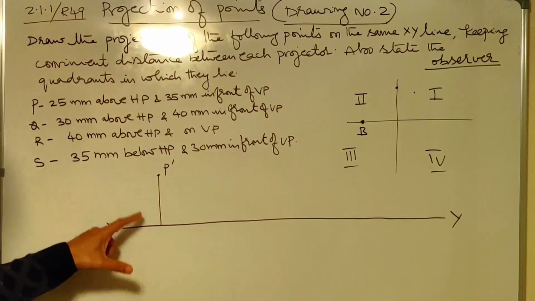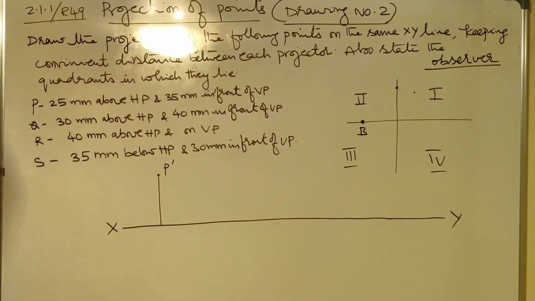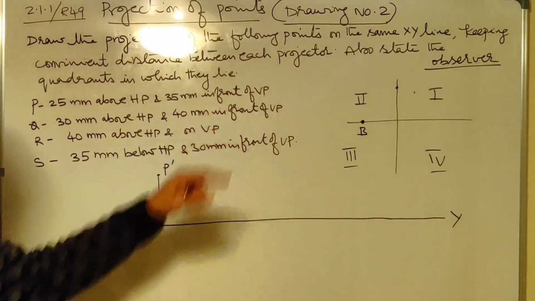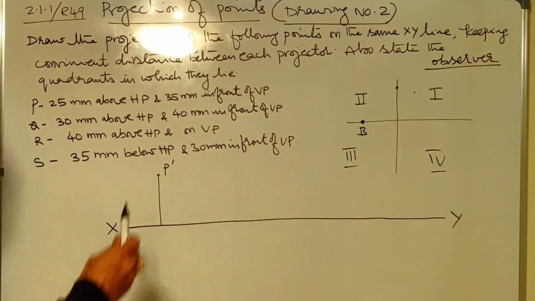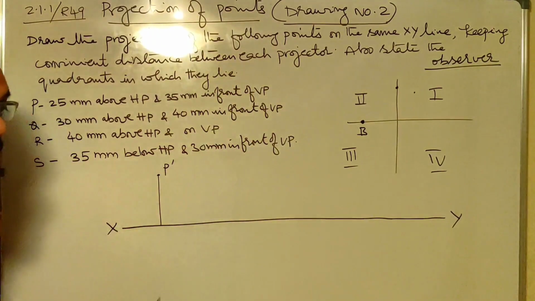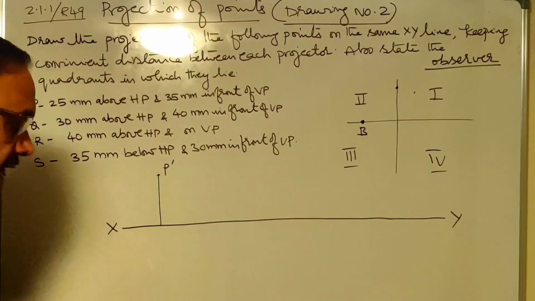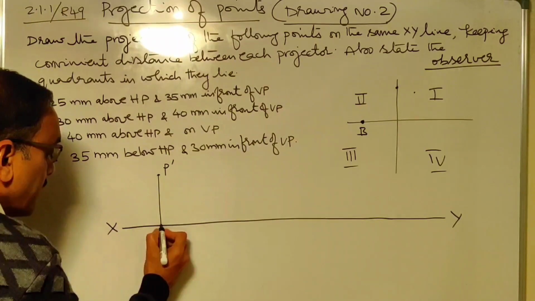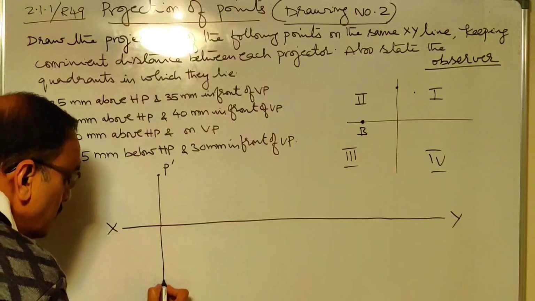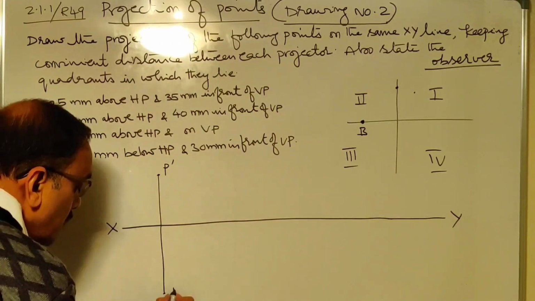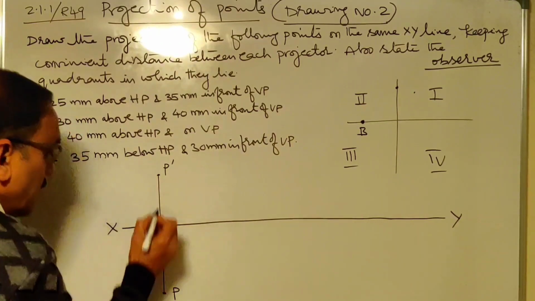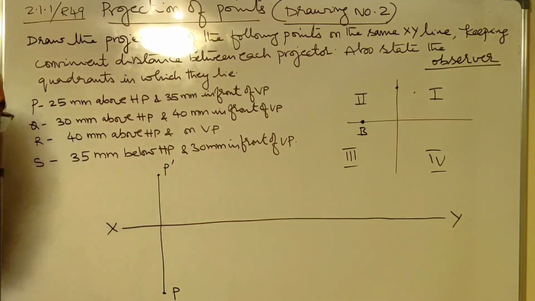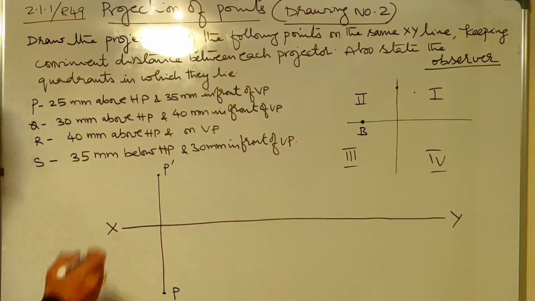I will dimension it once I finish drawing the projections. 35 mm in front of VP. So when I say in front of VP, the top view should come below the XY line, and it is 35. So just extend it down, and this should be the top view. Make sure P and P dash lie on the same projector.